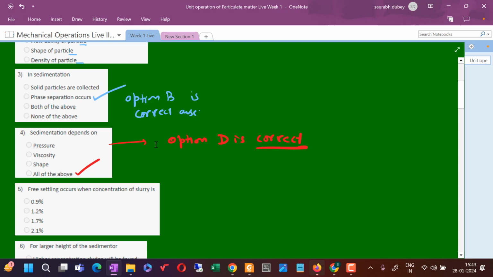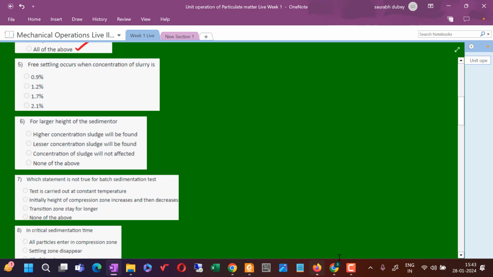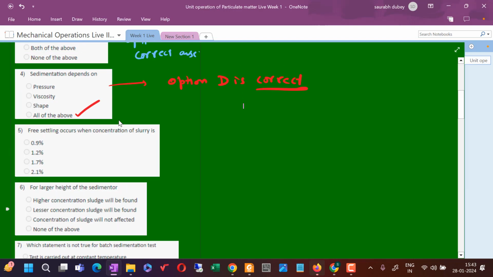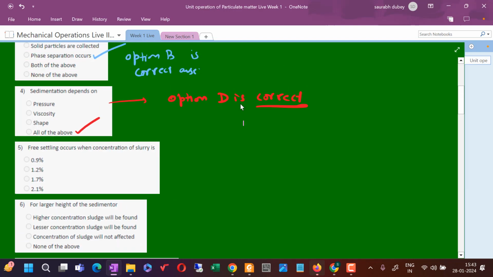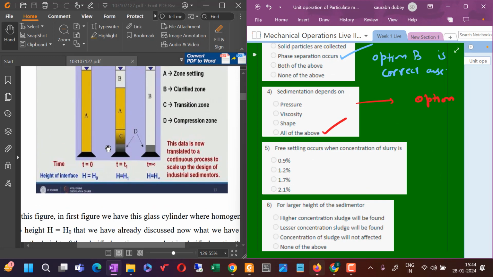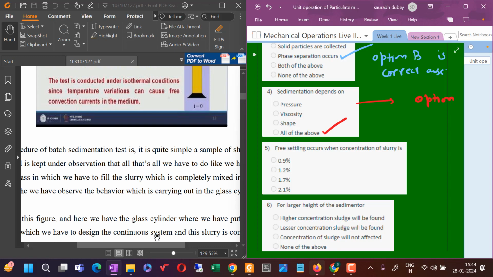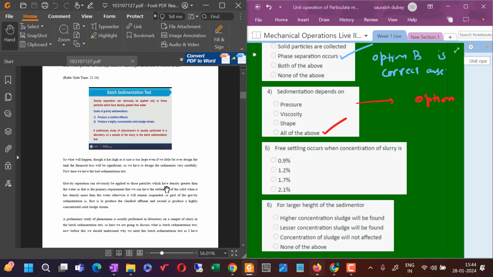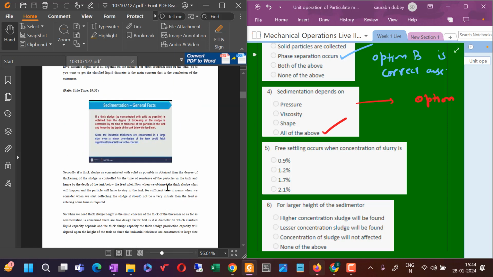Okay. So question number 5, if you see, is anybody there? Sri Raj is there. Okay. So free settling occurs when the concentration of the slurry is... Sri Raj, you want to attempt it? Free settling occurs when the concentration of the slurry is 0.9, 1.2.